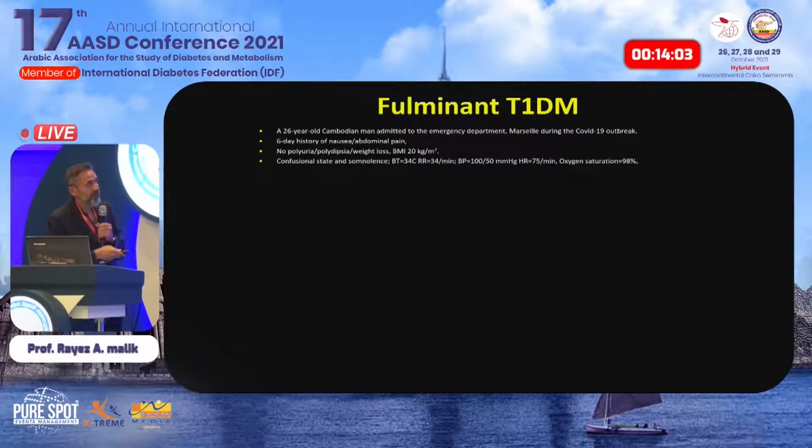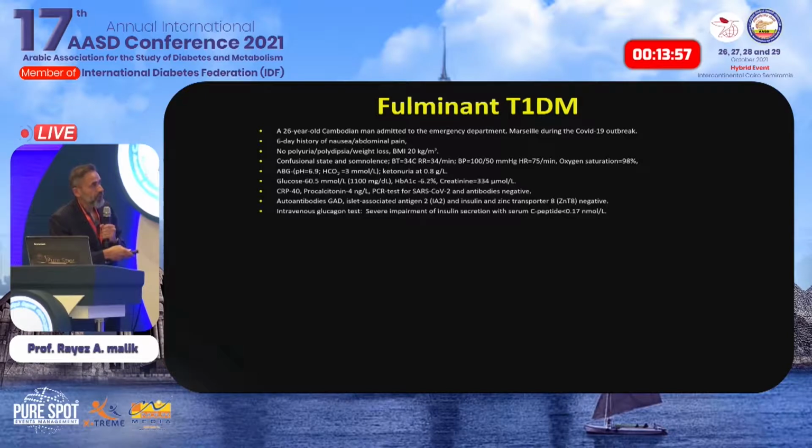He was in a confusional state, apyrexial, with lowish blood pressure. He was acidotic and he had ketonuria. But look at his glucose level. It was extremely high, 60.5 millimoles per liter, 1,100 milligrams per deciliter. However, look at his HbA1c, 6.2%, and his renal function was markedly deranged. CRP was elevated, procalcitonin normal, and they initially thought he had SARS, but he didn't. PCR was negative. And when they checked his antibodies, the GAD, islet antigen, insulin, zinc transporter, all negative.